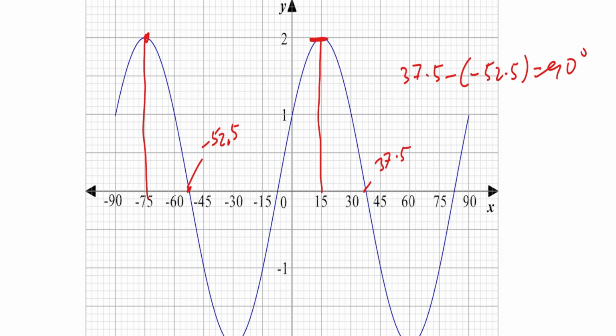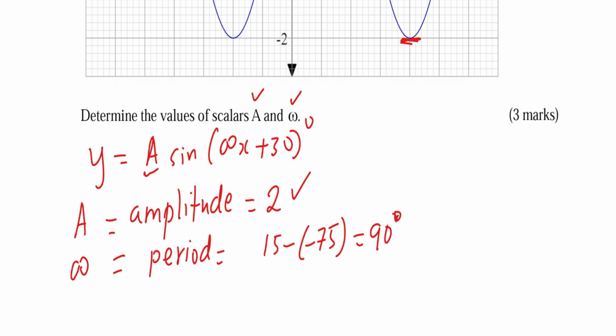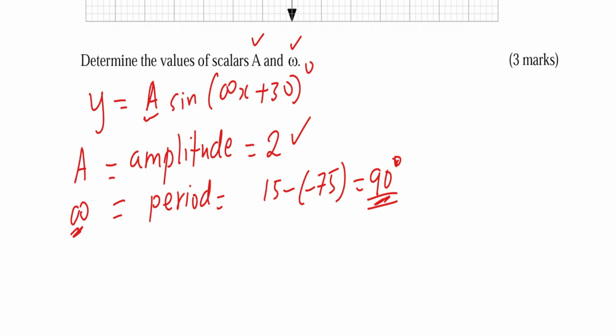Or just take the x coordinates of the peaks and take 15 minus -75, which is this. But this one is not 90. So basically we know that if you take 360 divided by this one, it's what gives you 90 degrees.